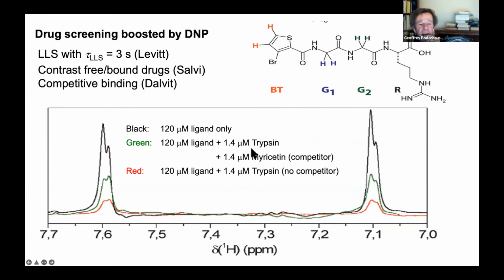And if we add this competitor, which is something that we learned from Claudio Dalvit, by the way, we recover much of the amplitude, meaning that the ligand has been expelled, meaning that the competitor has a higher affinity than the trypsin, which is an interesting piece of information.